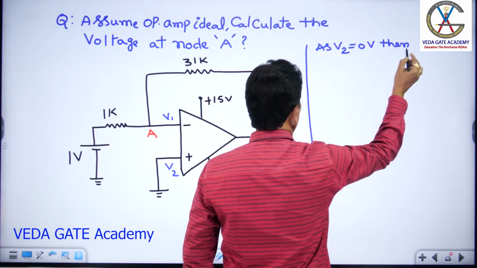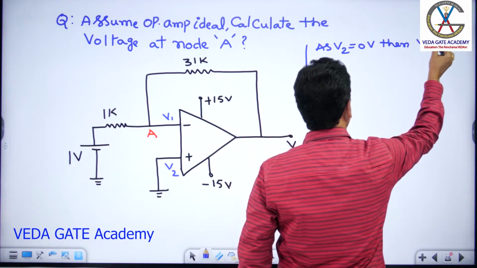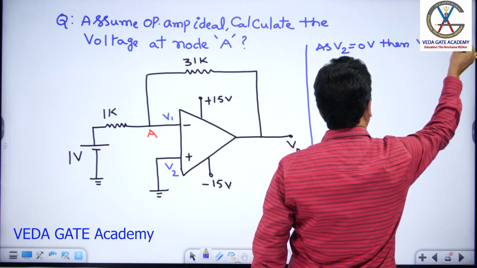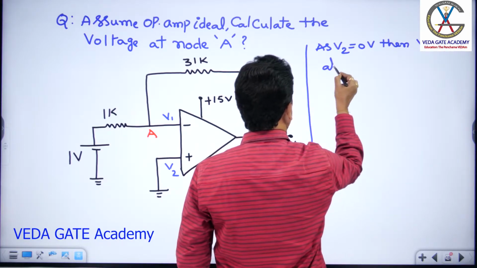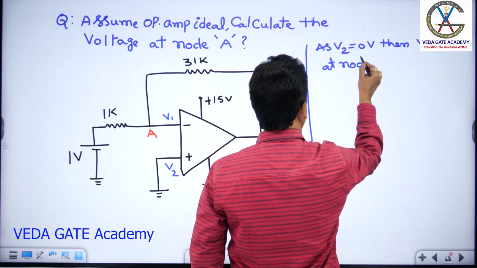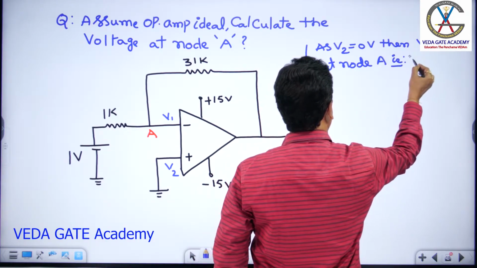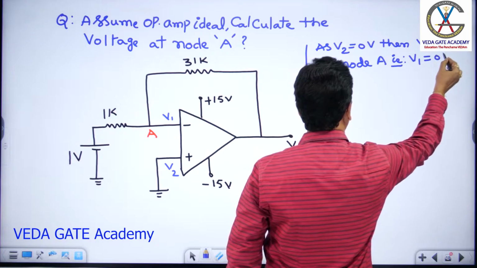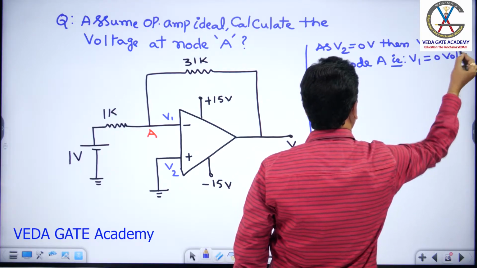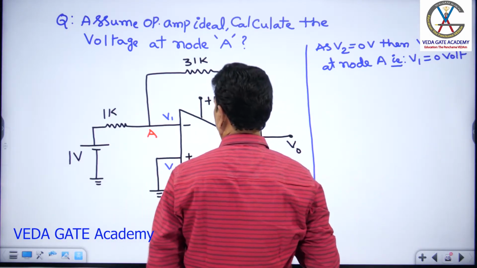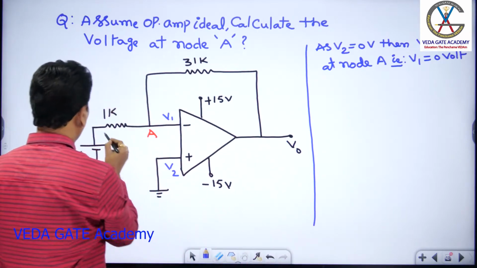Then the voltage at node A, that is V1, equals 0 volt using virtual ground, I said. Is it right or not? I can check it out. So now I can indicate the current flows here.